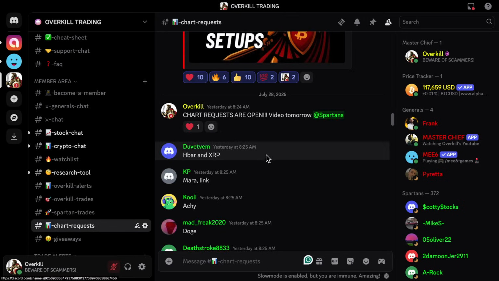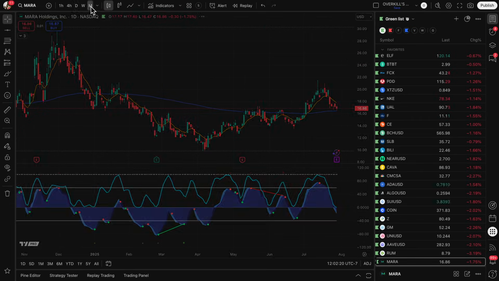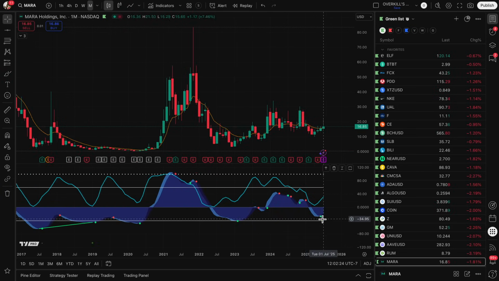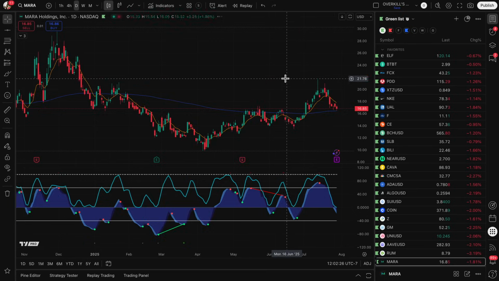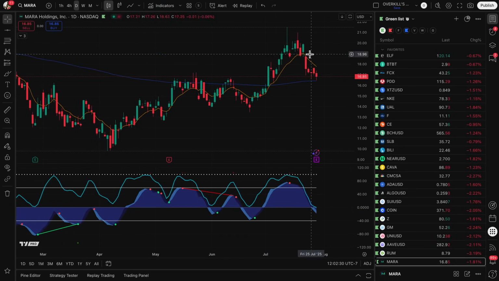Get back here to the chat request. We got Mara and Link. Mara is the crypto miner. So they actually did an offering, green dot on the monthly. So we're bullish on it. Okay, so you're just looking for that daily dot for an entry. I think that one's going to bounce right here off of 16.